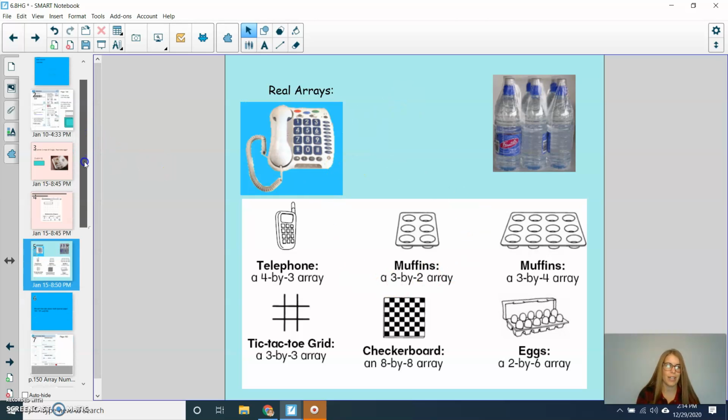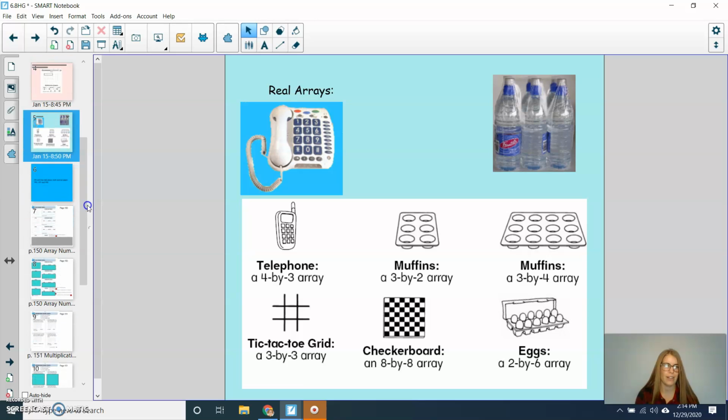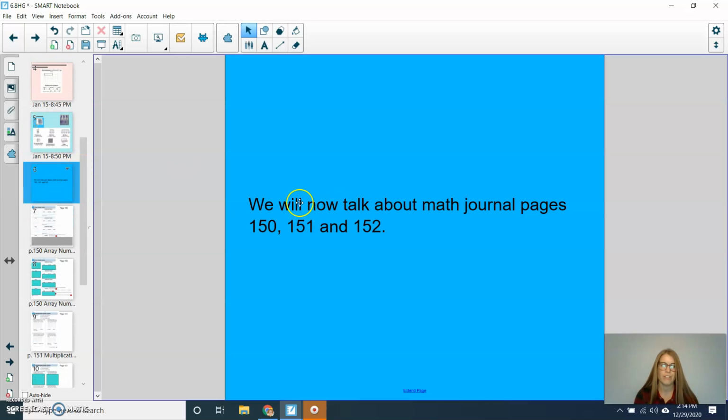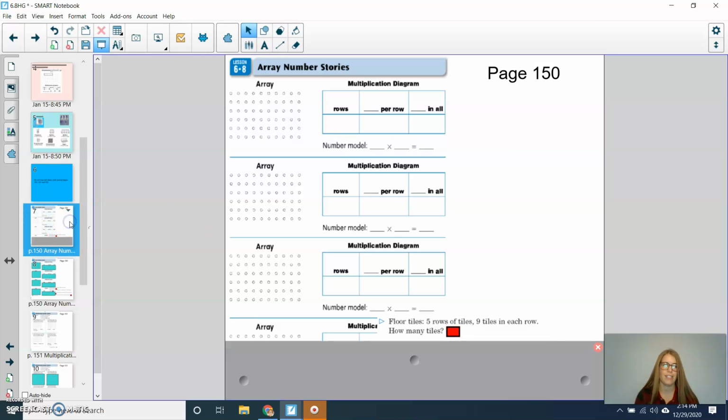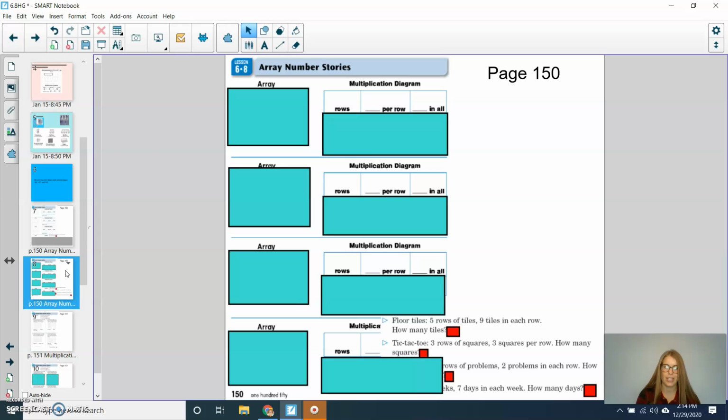So today we're going to look at a couple of pages in our math journal that are going to work more on arrays. The first page that we'll talk about is page 150. Could you open up your math journal to take a look at page 150? You'll notice that your multiplication diagram is blank. I'm going to give you a question for each of these, and then we'll plug in our information and create our array. For this first question, we're working with floor tiles. We have 5 rows of tiles, 9 tiles in each row, and we want to figure out how many total tiles.